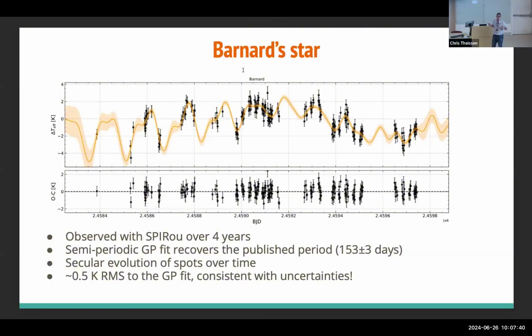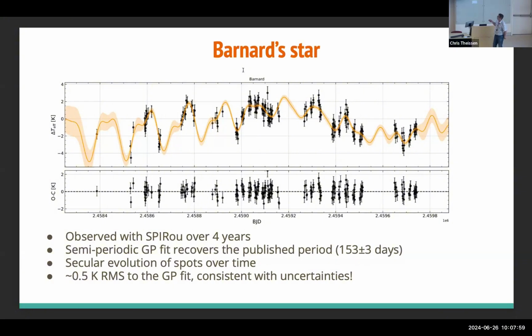So here's the result. We had a discussion on GPs. Here you have temperature fluctuation in SPIRou data over 4 years of Barnard's star. And you basically have fluctuation on the mean temperature of the star at about the 4 Kelvin difference. And you can fit a GP. It's not obvious there, but you can fit a GP.